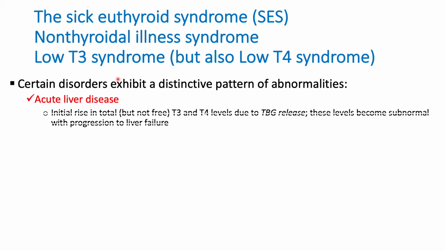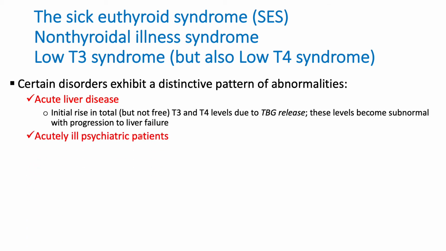For example, in some patients with acute liver disease, there might be an initial rise in the total T3 and T4, but not the free T3 and T4. It could be due to release of thyroxine binding globulin, which is synthesized by the liver, and that can get released because of the liver disease. This rise in the TBG could be the cause of the increase of the T3 and T4. But down the road, as the disease progresses, these levels will go down.